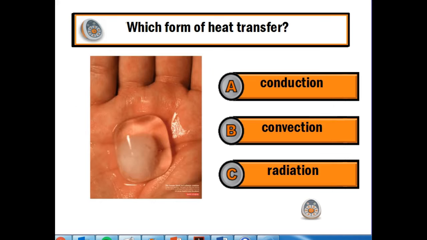What about this one? What caused this ice to melt? Was it conduction, convection, or radiation? Yes, conduction. The ice was touching the person's hand. Remember, heat flows from warmer matter to cooler matter, so the heat from the person's hand flowed into the ice and melted it.